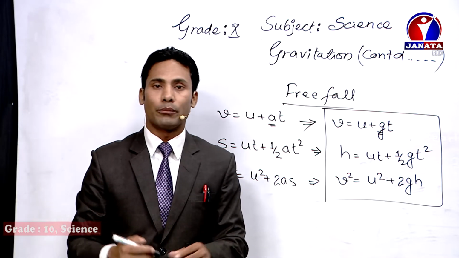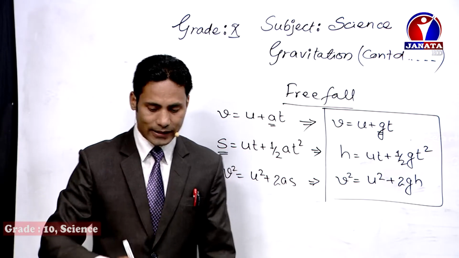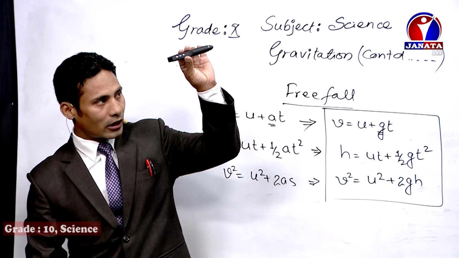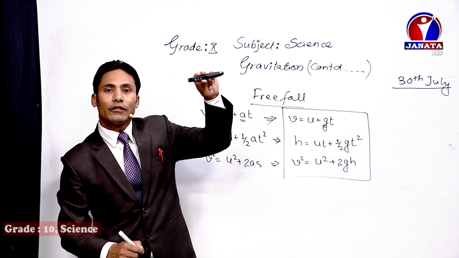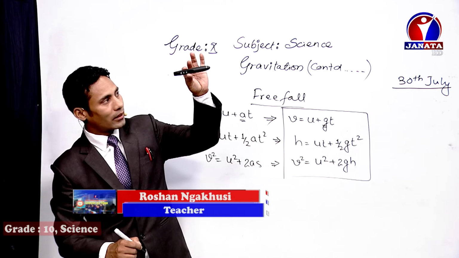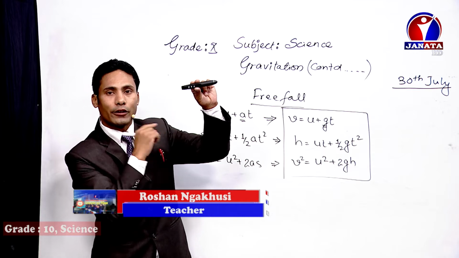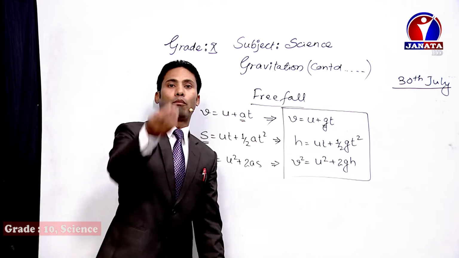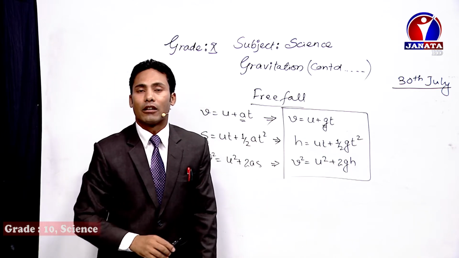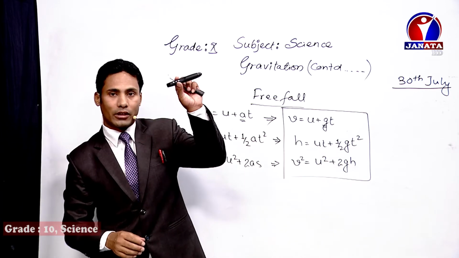And you need to know some points while calculating about this freely falling object. The first one is whenever the object is falling freely from a certain height, then the initial velocity is 0. When the object is falling from a certain height, in this state the object is at rest. That's why the initial velocity is 0. And when we throw the object vertically upward, then at a certain height the object will be at rest. That's why the final velocity will be 0. If we throw the object vertically upward, then the final velocity will be 0.